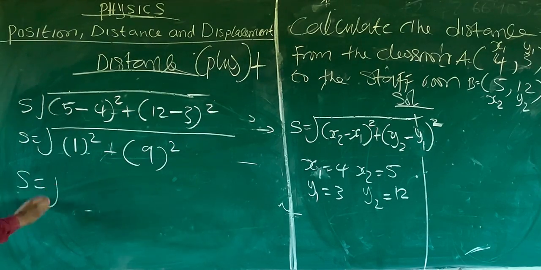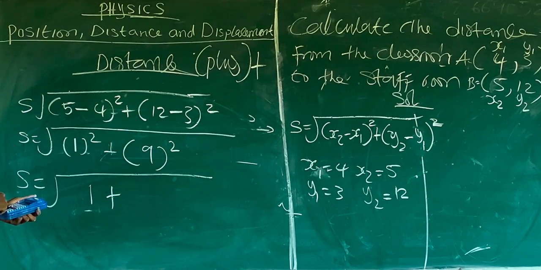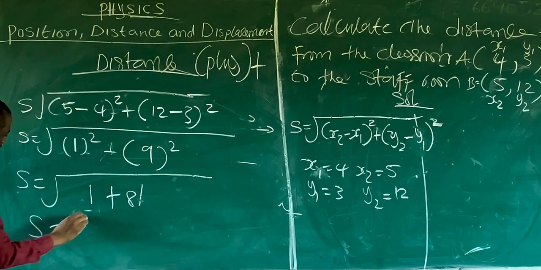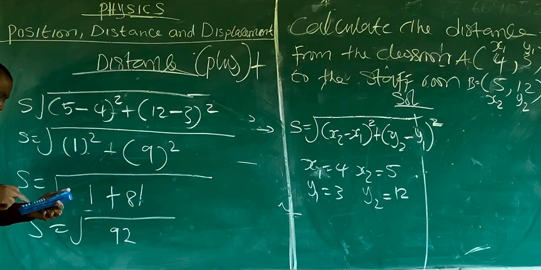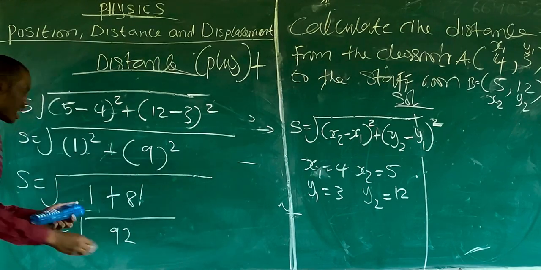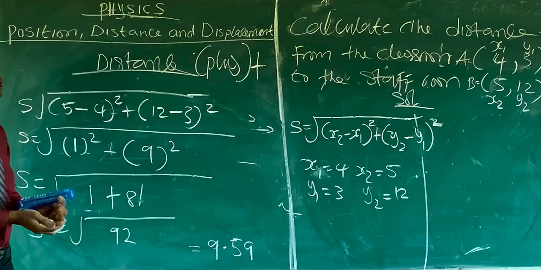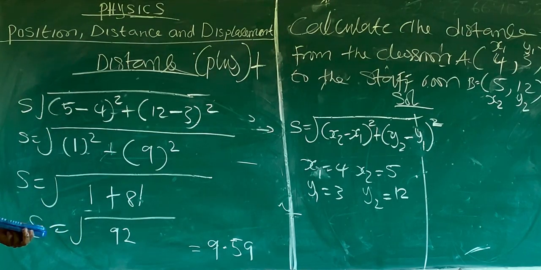Then we have s, which is equal to all squares. 1, this is 1, then this should be 81. Let's just confirm it. 9 to the power of 2 is 81, correct? So this is 81. This plus this is 92. So what's the square of 92? The square of 92 is about 9.59. All right? So this is how to solve that question.